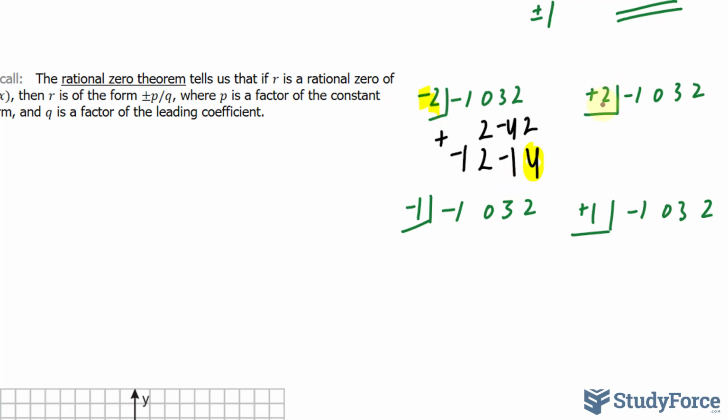Let's test positive 2. Once again, we'll bring this negative 1 down. 2 times negative 1 is negative 2. 0 plus negative 2 is negative 2.